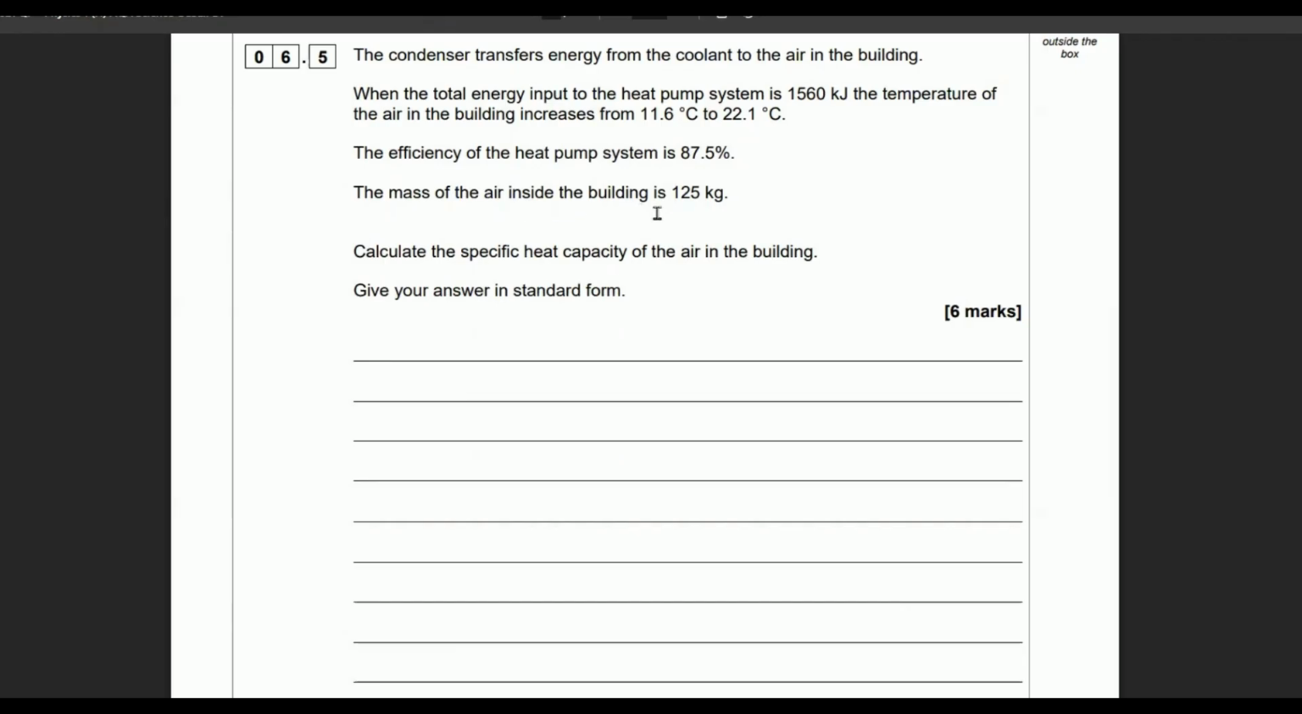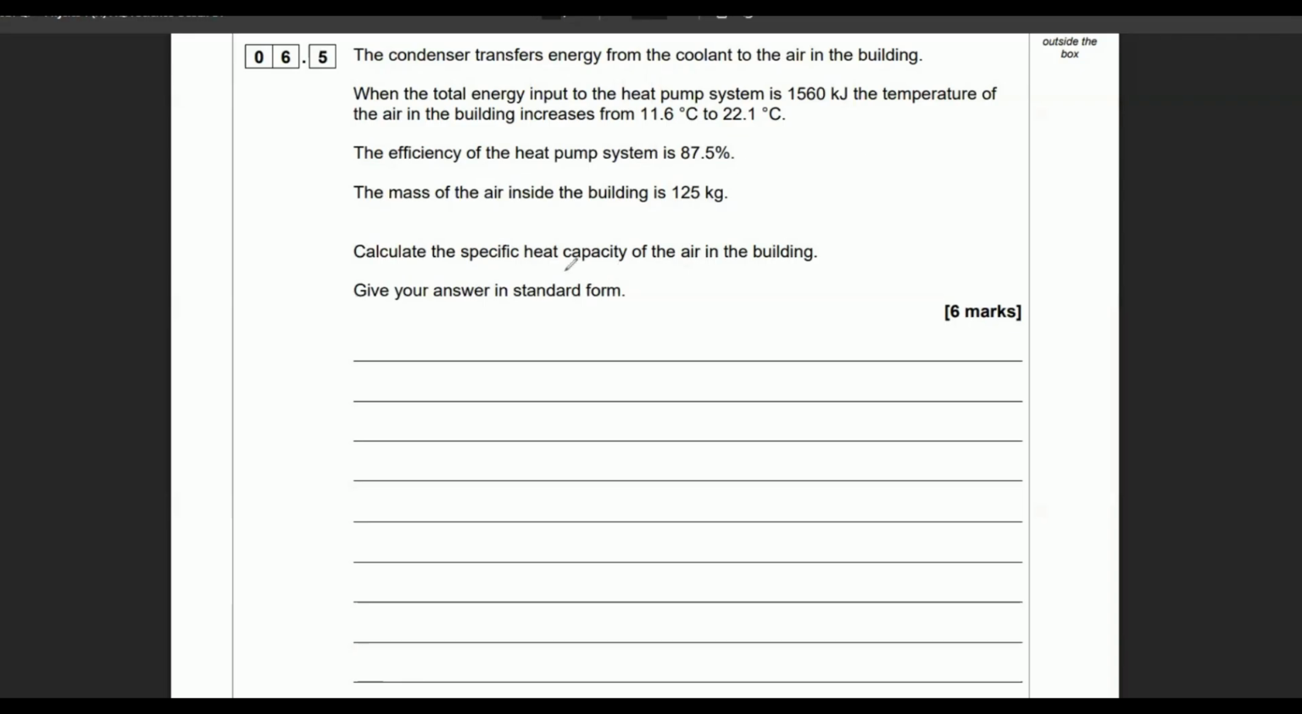The efficiency of the heat pump is 87.5%. The mass of the air inside the building is 125 kilograms. Calculate the specific heat capacity of the air in the building. Give your answer in standard form, 6 marks. Some serious business. Right.